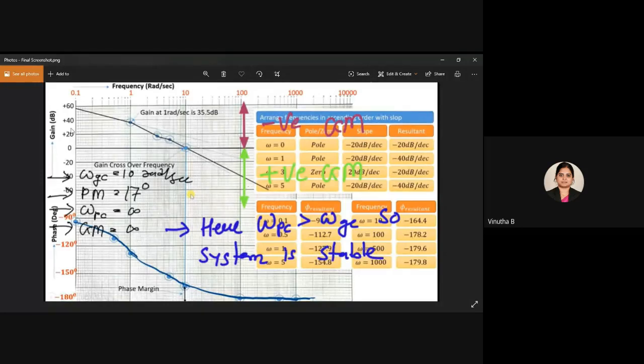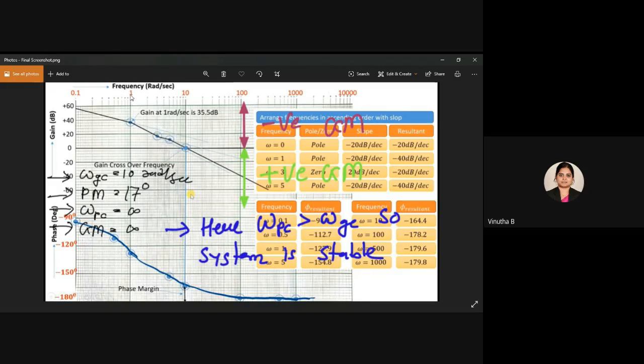Now, you know how to mark the values. Now, first value, see here, gain. First you have to mark the gain at 1 radian per second. So the gain at 1 radian per second, we found the value to be 35.5 dB, correct? So 35.5 dB at 1 radian per second. So this is 0.1 radian per second and this is 1 radian per second.